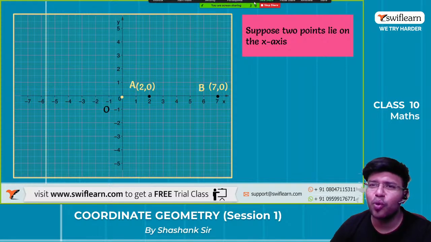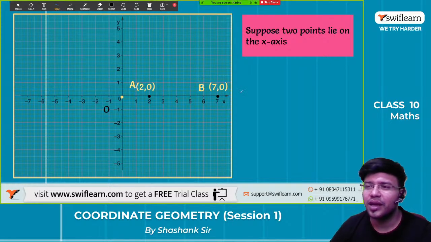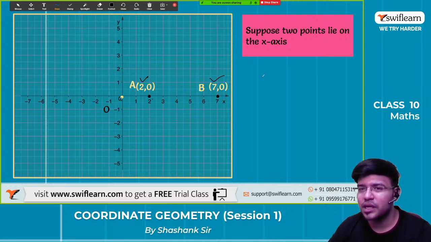Suppose there are 2 points A and B on the x-axis whose coordinates are given as 2, 0 and 7, 0. Now, we need to find the distance between A and B. How can we find the distance between A and B? Yes, we know the distance of OB, which is 7. We know the distance of OA, which is 2. So OB minus OA will give us AB. So AB is OB minus OA.